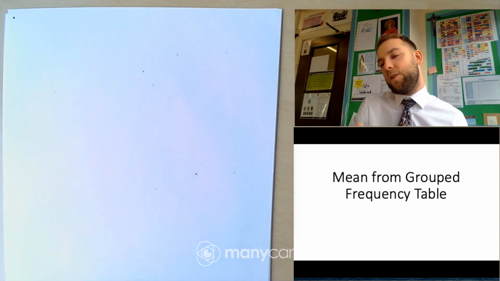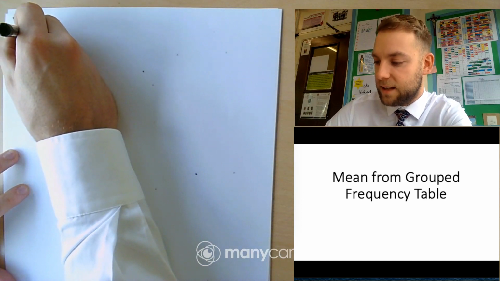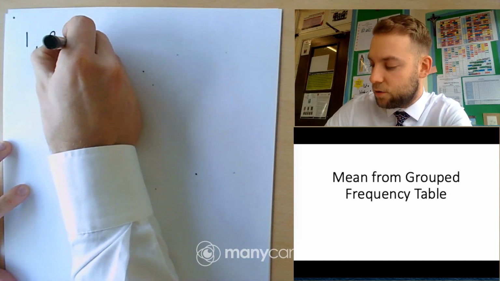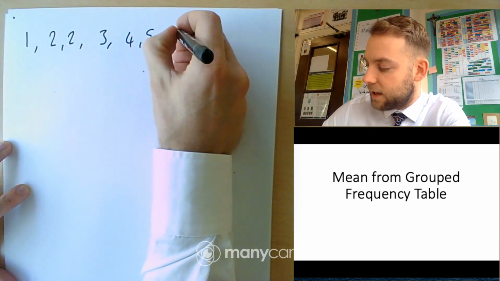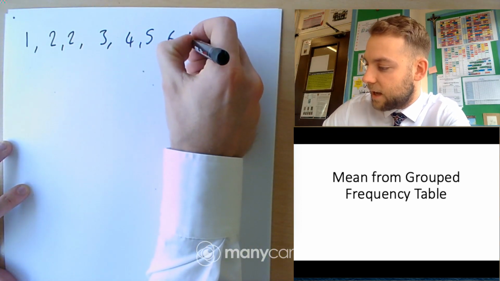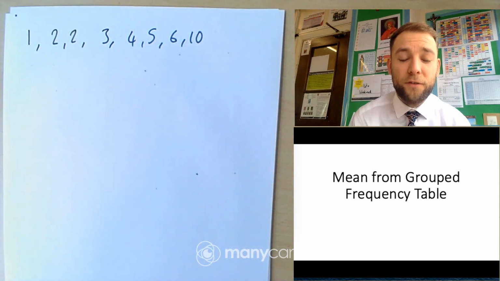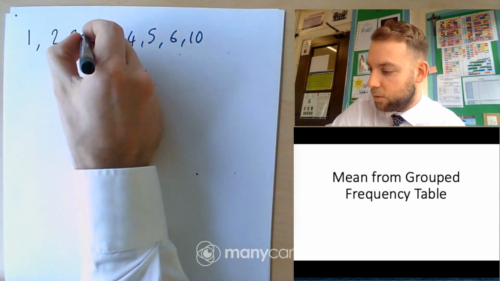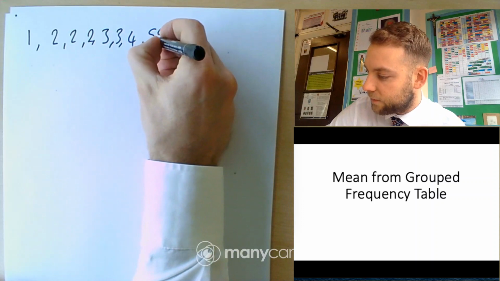I'm just going to do a quick random list of data. So let's go with 1, 2, 2, 3, 4, 5, 6, and 10. Let's just think about these numbers for a second. For a frequency table, I might add a couple more in there. I might add a few 2s and add a 3 in there, and then add a 5.